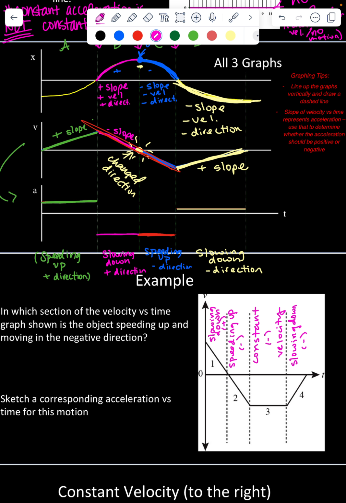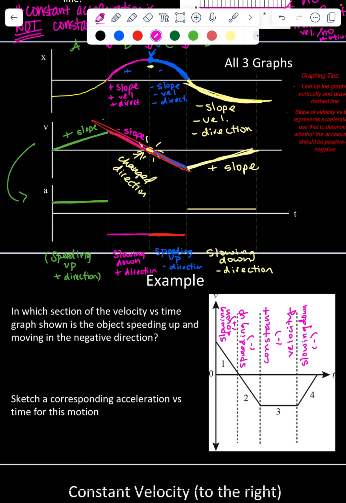Okay, so if we look, we have a couple of questions over here. That first one is just asking, in which section of that velocity versus time graph is the object speeding up in the negative direction? Well, that is segment 2. It's in the negative direction, so it's below 0. Speeding up means it's going away from 0. All right, so that's what we see in segment 2.